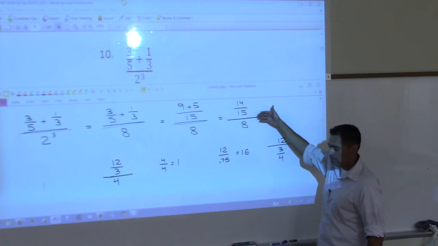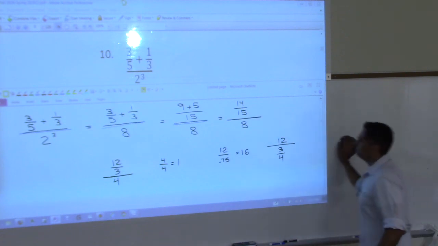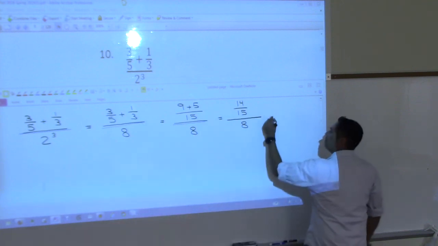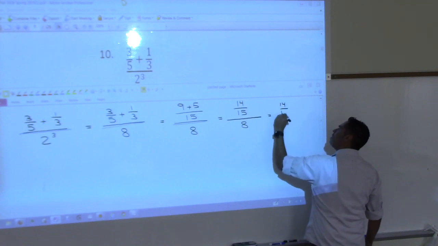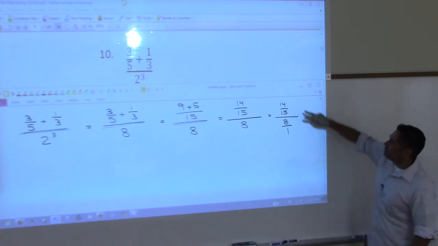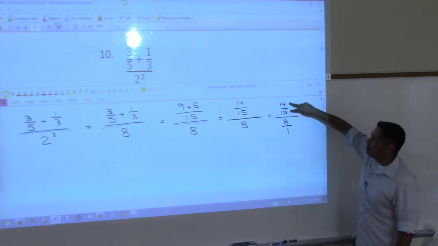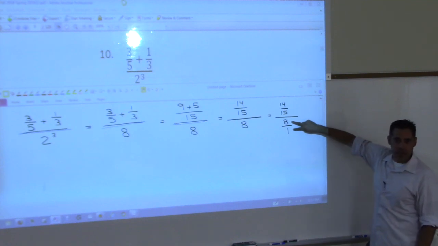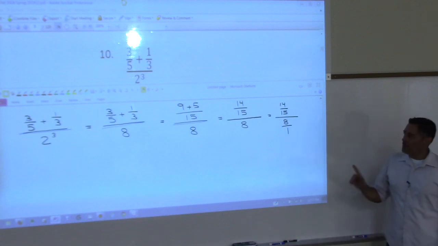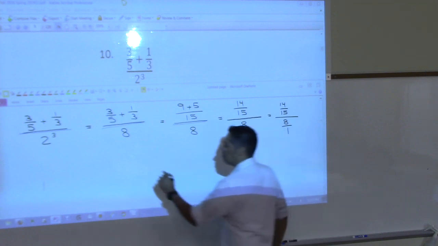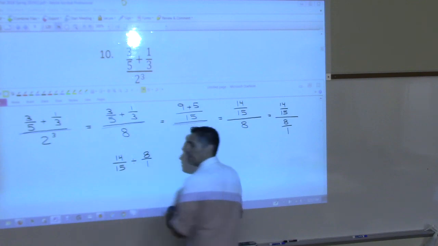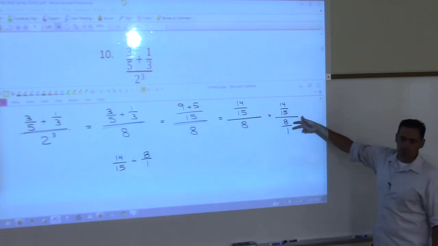Okay? So now, at this point, what I'm going to do is erase this. And now I'm going to rewrite this as 14 over 15 divided by 8 over 1. So what I'm doing is I'm going to rewrite this as a fraction and then rewrite that as a fraction. Okay, 8 over 1 with the long division bar here. And now realize that this is the same as me asking you this question, 14 over 15 divided by 8 over 1. Isn't that the same thing?